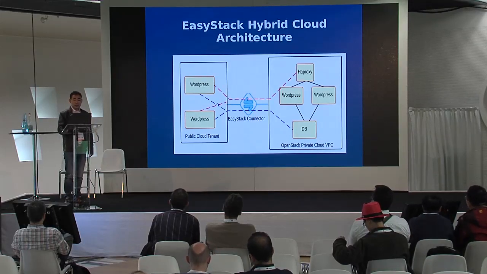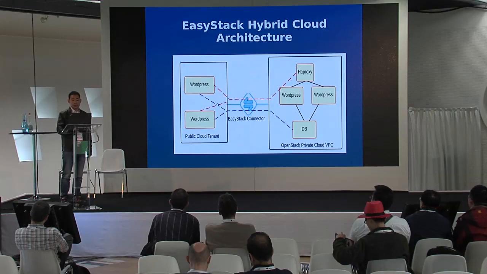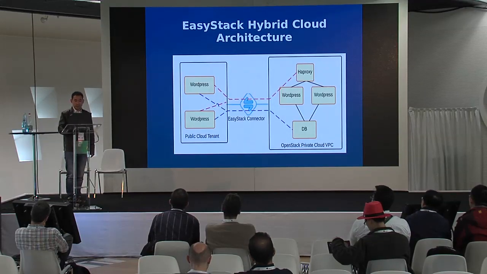The EasyStack connector here provides a secure channel between the public cloud and the OpenStack private cloud VPC. And it's very secure because from the public network, you can't access the WordPress VMs. With the introduction of this architecture, I will show you the live demo.